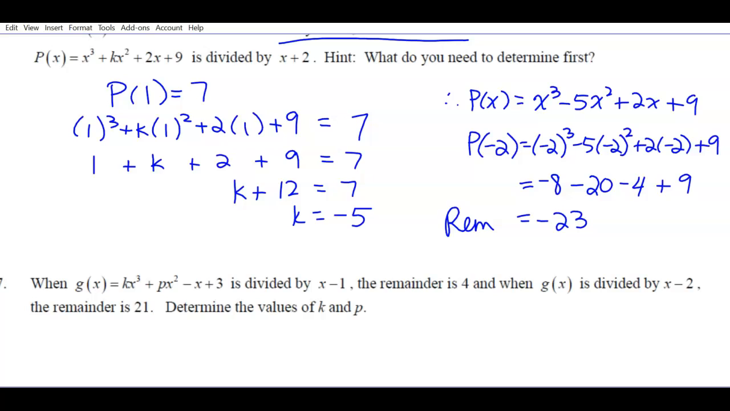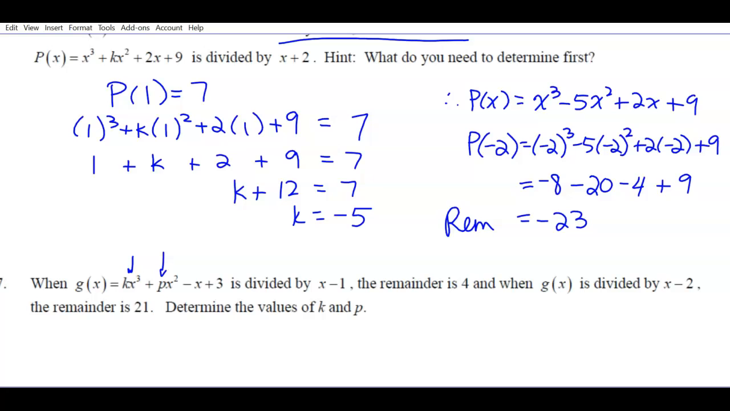Next one's very similar. G of x this time. When it's divided by x minus 1, the remainder is 4. When it's divided by x minus 2, the remainder is 21. So you're told that. In this case, you'll notice in g of x there are 2 coefficients that we don't know. So just by doing the first part, we can get an expression in terms of k and p, but we can't solve for each of them like we did in the last one. That's why we need 2 pieces of information, so that we get 2 equations in 2 unknowns.